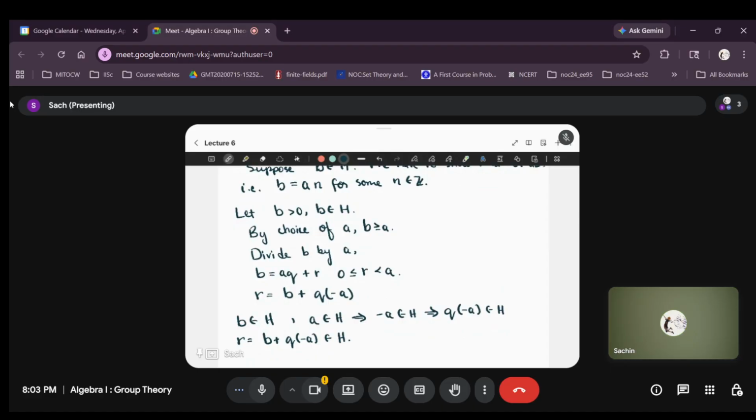I just showed that R is an element of H. If R is positive, what is the issue? What is A? No, it is not just any element. How did I choose A?